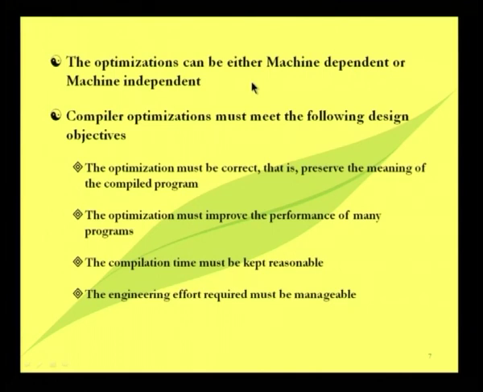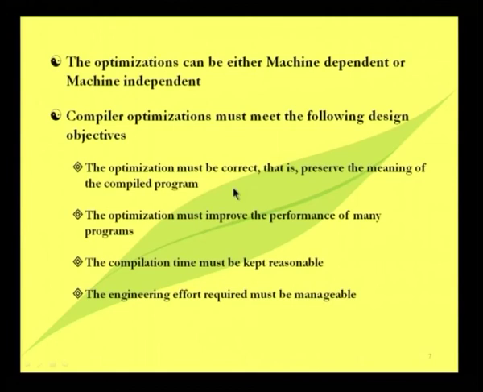So now what are the criteria to be expected or to be met by your compiler optimizations? The first one is the optimization must be the correct one, that should mean it should preserve the meaning of the compiled program. That means the IO relationship should not be changed, whether it is the optimized program or the unoptimized program, the meaning of the program should not change.